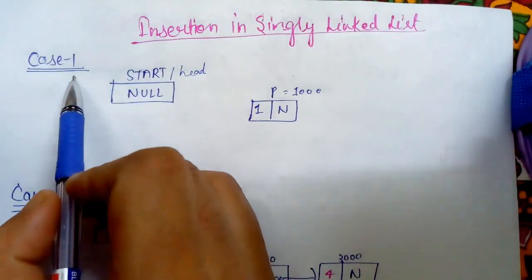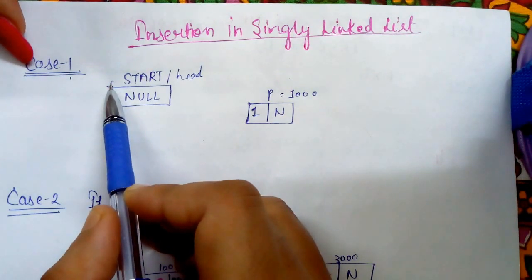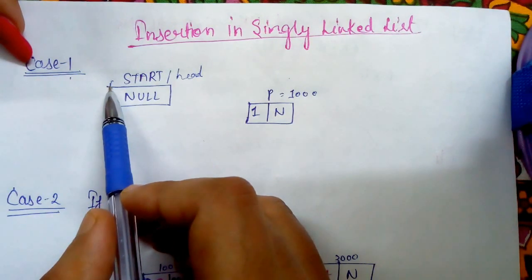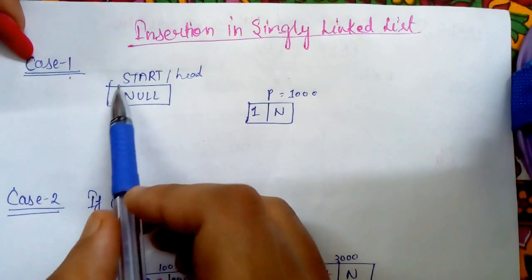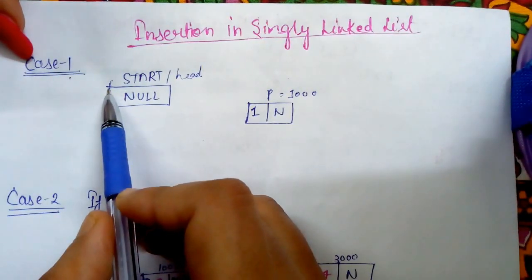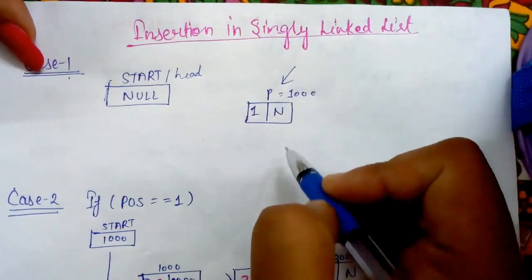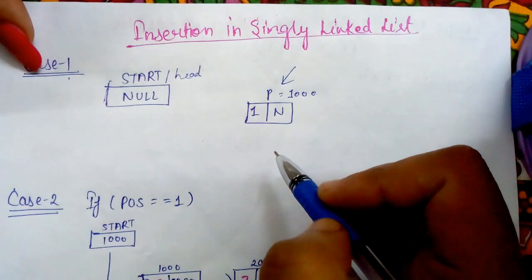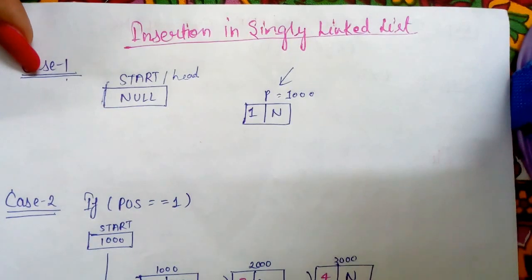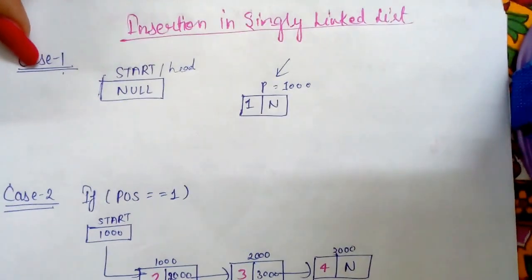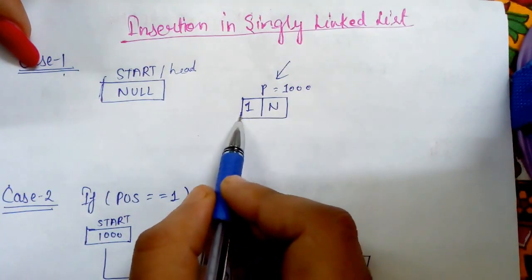In the first case, if start contains the null value, it means there is no node existing in the linked list, because start always points at the first node and its value is null, which means there is no node in the linked list. Suppose I have created this node P and I want to insert this node in the linked list. Because there is no existing linked list, this will be my first node in the linked list.